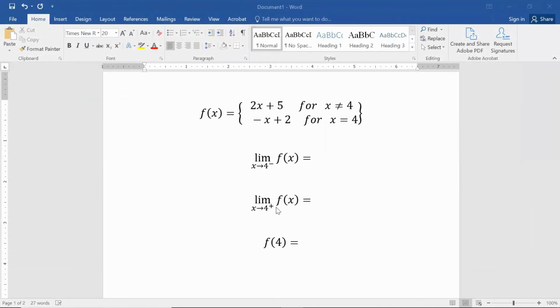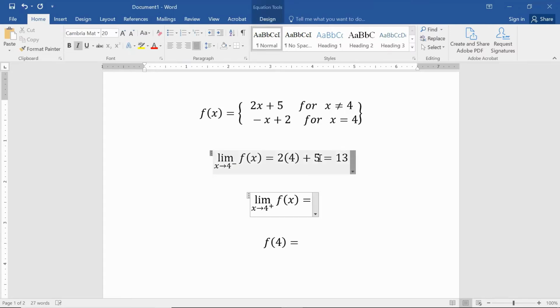I've already set this up. I've already written down the limit as x approaches 4 from the left, the limit as x approaches 4 from the right of the function, and then plugging in the value of 4 into the function. As you approach from the left, your values are not going to be equal to 4, so you use the 2x plus 5. So 2 times 4 plus 5, and you get 13.